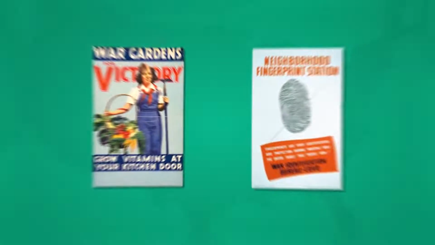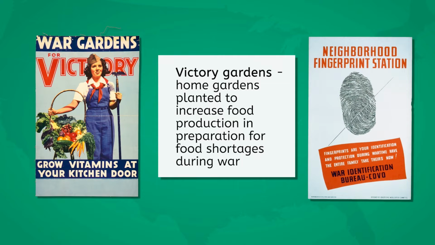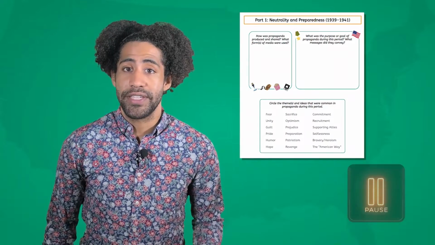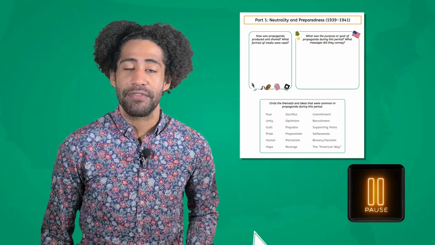Another common theme from this period was preparation on the home front. From the creation of victory gardens, or home gardens planted to increase food production in preparation for food shortages during the war, to a campaign to fingerprint all Americans, there was a sense of urgency to prepare for war. Just in case. Pause here to respond to the guiding questions in this section in your lesson PDF.